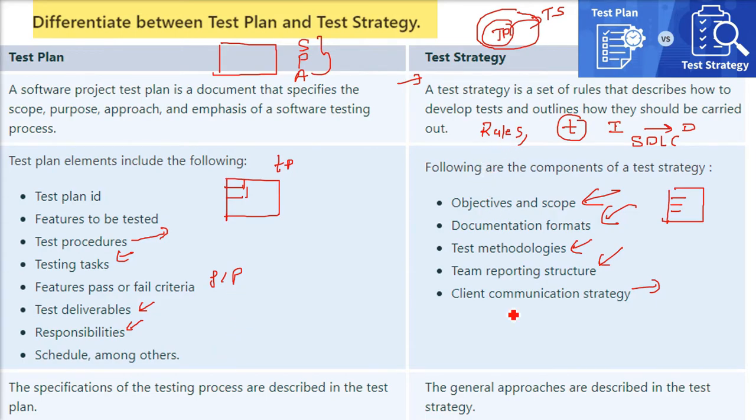So test strategy is a general approach. Here general approaches are described in the test strategy. Here test plan is more specific. The specification of testing processes are described in the test plan and that is executed, that is implemented by the test cases. Finally, test cases are written.